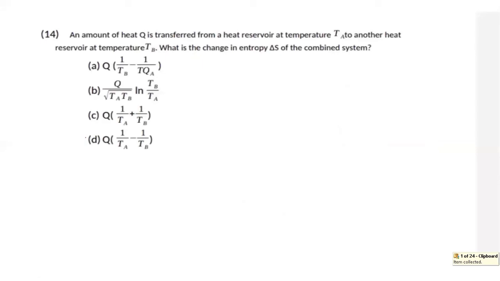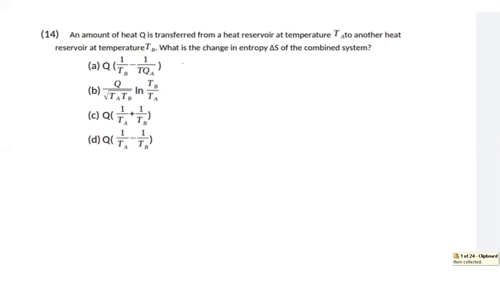Next is question number 14. Here it is said an amount of heat Q is transferred from a heat reservoir at temperature TA to another heat reservoir at temperature TB. What is the change in the entropy del S of the combined system? So here we have to find del S, the combined system's change in entropy.